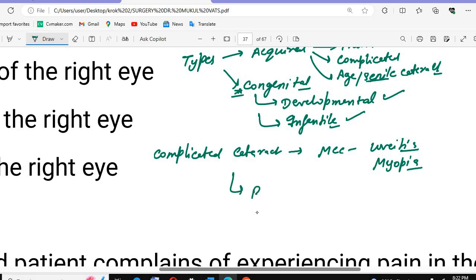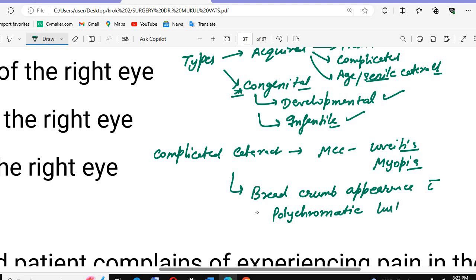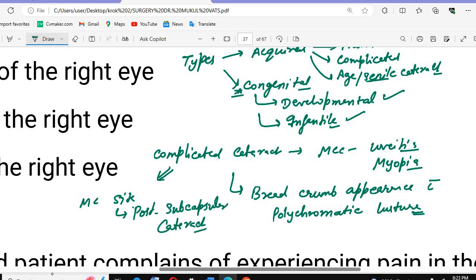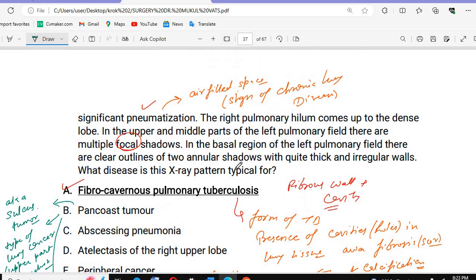Then we see the appearance. There is a breadcrumb appearance with polychromatic lustres. So that is the complicated cataract, and the breadcrumb appearance with the polychromatic lustres we will see in case of the complicated cataract. And the most common site is the posterior subcapsular. So that's why we call this condition the posterior subcapsular cataract.